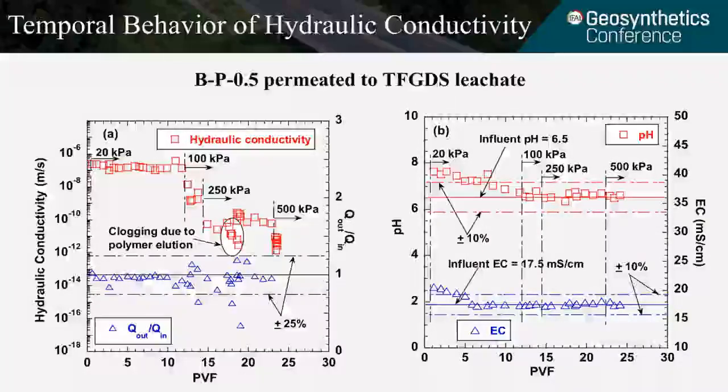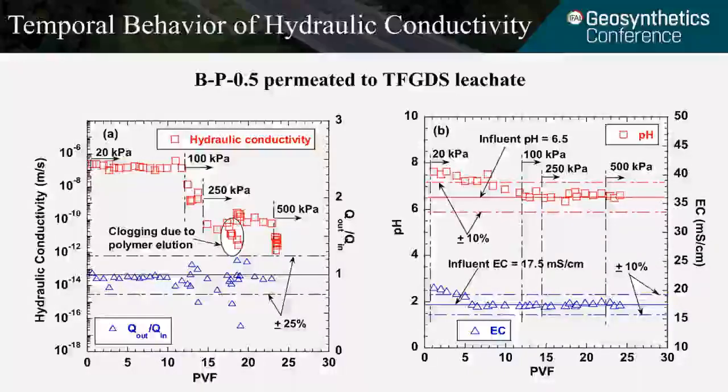So on the left, first of all, let's look at the hydraulic conductivity. When the confining stress is at 20 kPa, the GCL is very permeable, ranging around 10 to the negative 7 meters per second. As the confining stress increases, the hydraulic conductivity gradually decreases, and when the confining stress was about 250 kPa, the hydraulic conductivity decreased lower than 10 to the negative 10 meters per second.